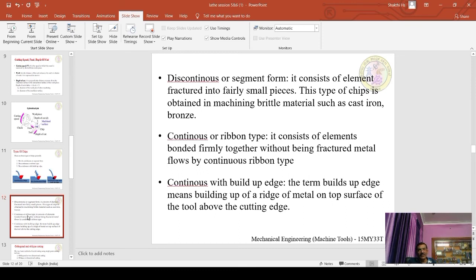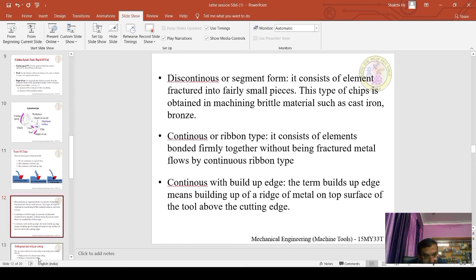Another one is continuous with built-up edge. The term built-up edge means building up of a ridge of metal on the top surface of the tool above the cutting edge. When some material builds up on the tool, it is called a built-up edge chip.